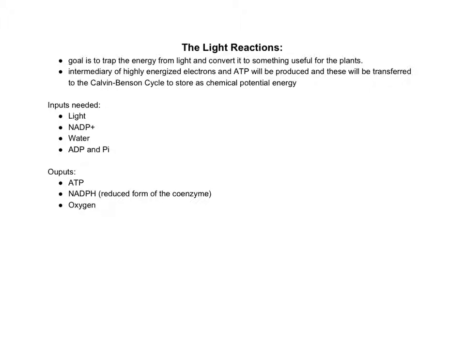plants. In the light reactions, we basically start with light, a coenzyme known as NADP+, water, and ADP, an inorganic phosphate. And through the series of reactions along the thylakoid membrane, you will get an output of a net increase of ATP, the reduced form of the coenzyme NADPH, and you will have a byproduct of oxygen.